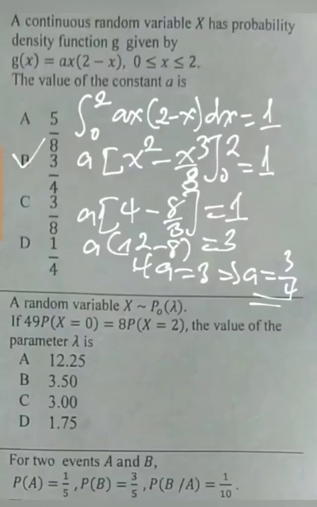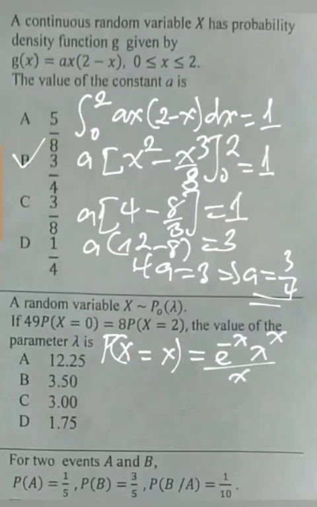In the next question, we have a random variable x follows Poisson distribution with parameter lambda. If 49 p of x equals 0 equals 8 p of x equals 2, the value of the parameter lambda is, and we have these options. Now, in the case of a Poisson distribution, we have that p of x equals x, the probability mass function being e to the negative lambda, lambda to the x all over x factorial.